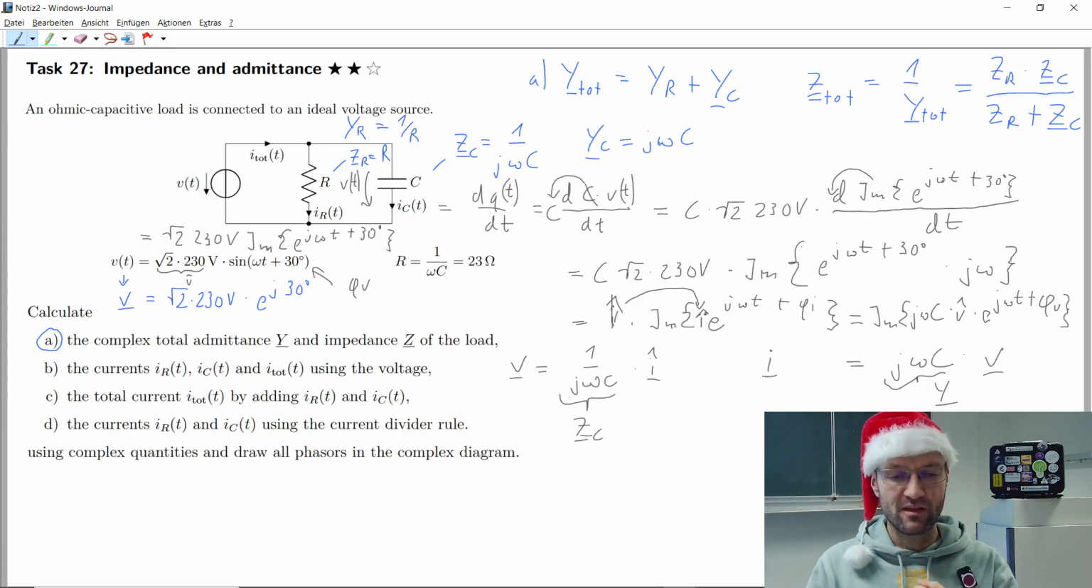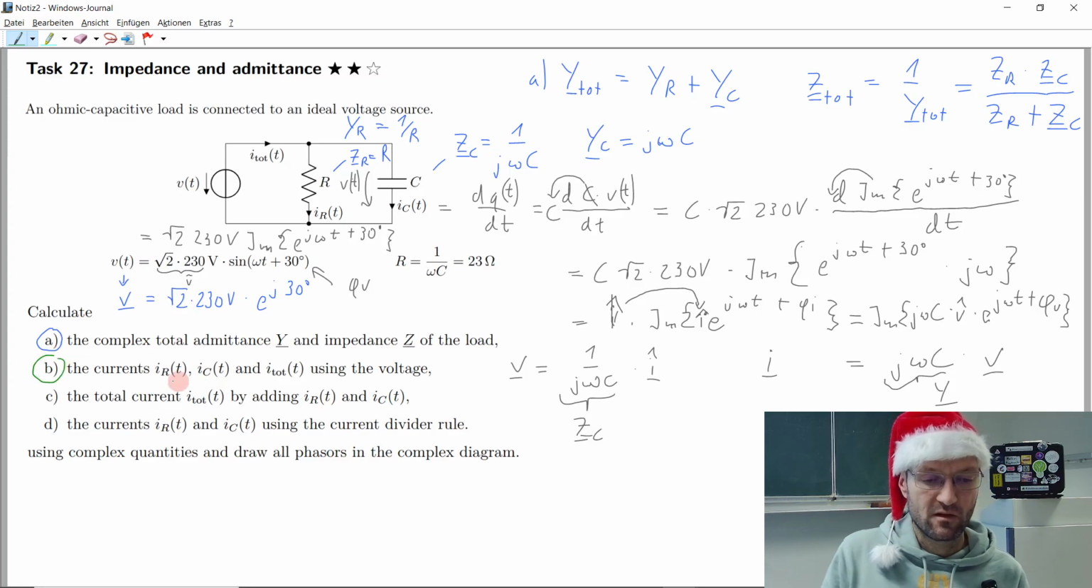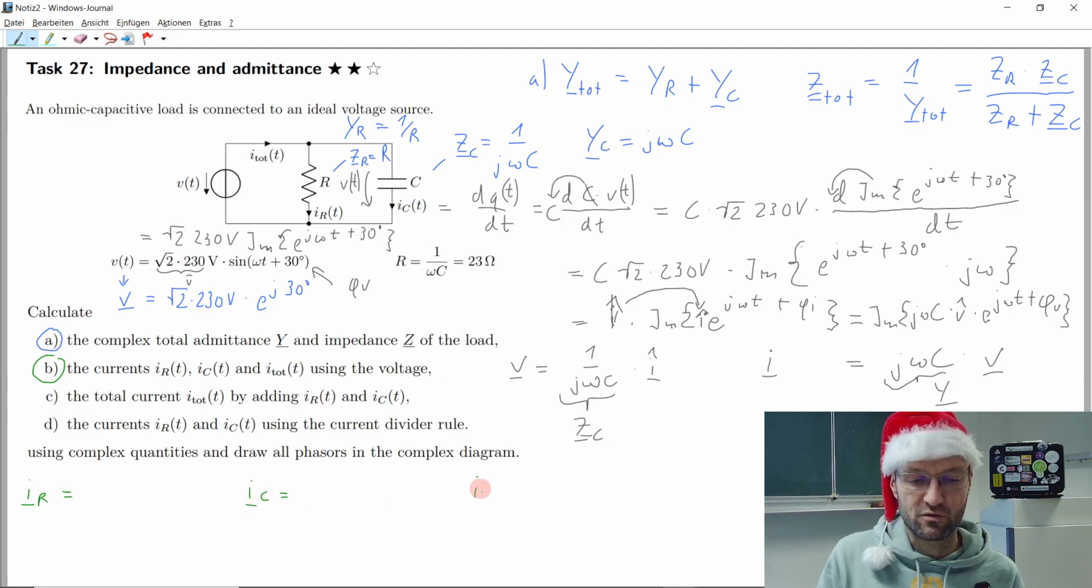So then we can try to calculate currents. So how do we get the current through the resistor? And of course we will calculate this current as a complex phasor. How do we get the current through the capacitor, and how do we get the total current?